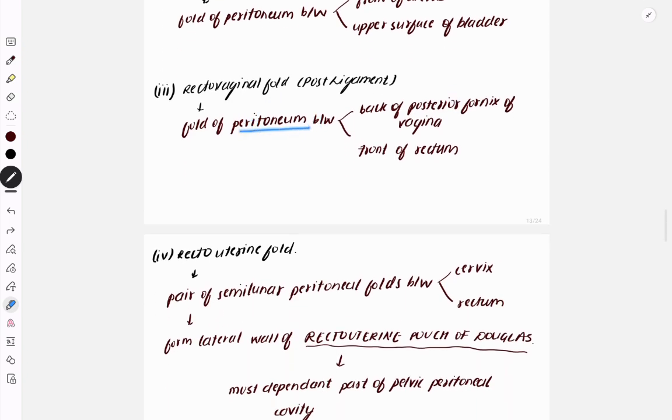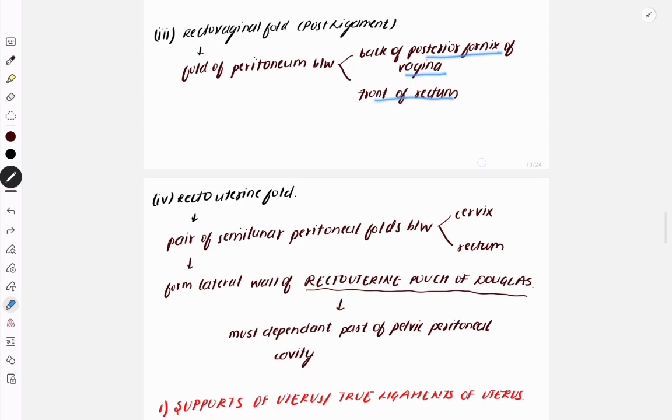The peritoneal fold which is present posterior to the vagina, posterior to the posterior fornix of vagina and in front of the rectum, is called as rectovaginal fold. Now rectovaginal fold and rectouterine fold are separate, and these two have to be not confused, because in rectovaginal fold we consider the posterior fornix of vagina and not the uterus and the front of the rectum. So because it is present posteriorly, it is also called as posterior ligament. So if this is a posterior fornix of vagina and if this is the rectum, so in between these two we have a peritoneal fold which is called as a rectovaginal fold, and because it is located posteriorly, it is also called as posterior ligament.